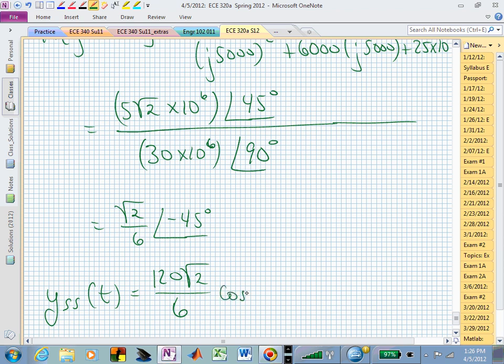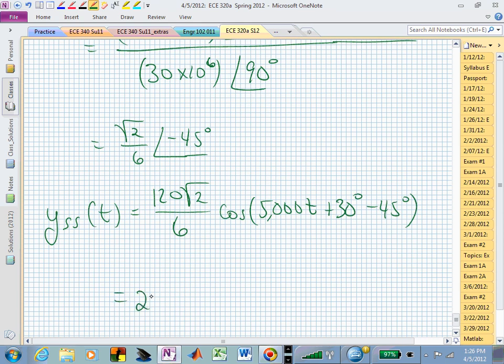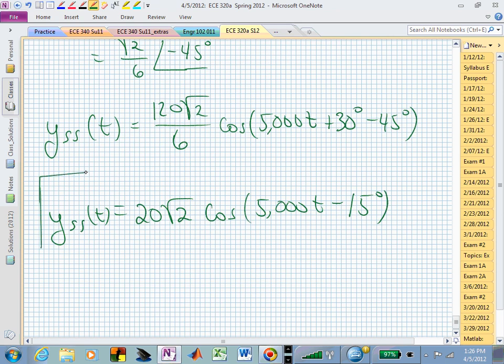Then I have cosine of 5,000t. I better not change the frequency that everything is shaking at because I have a linear system. I started with a 30-degree phase shift, and I take away 45 from that, and I now end up with 20 times the square root of 2 cosine of 5,000t minus 15 degrees, and that's now my sinusoidal steady state output for that given system that was stable, excited by a particular input waveform x of t.